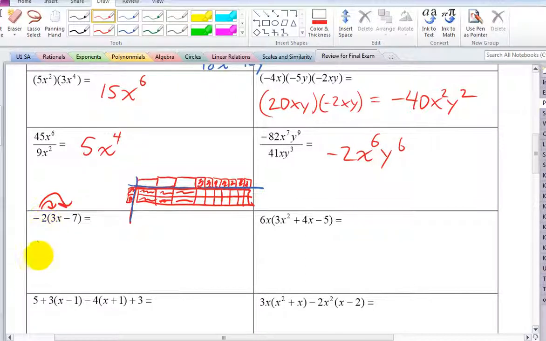So negative 2 times 3 is negative 6x. You can see that in my diagram. And then plus 14. So you have to multiply with both parts. Be prepared to draw that and recognize it and divide it. Okay, so you have to know your algebra tiles. Yeah, you got to know your algebra tiles, okay?